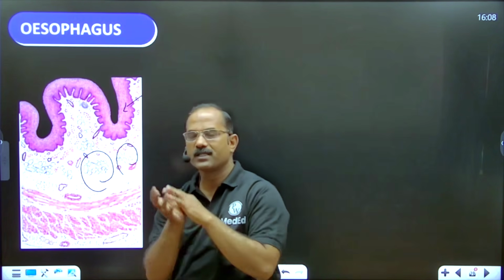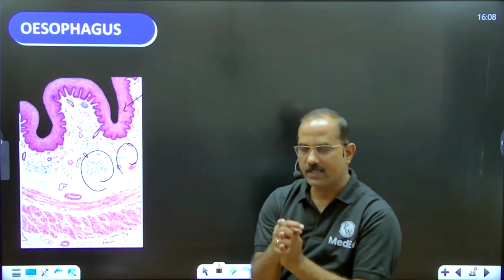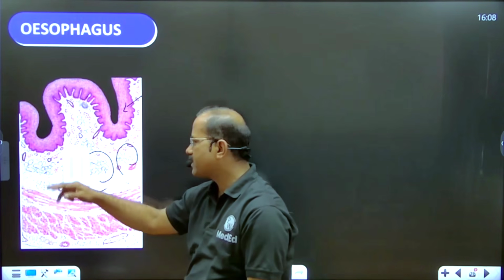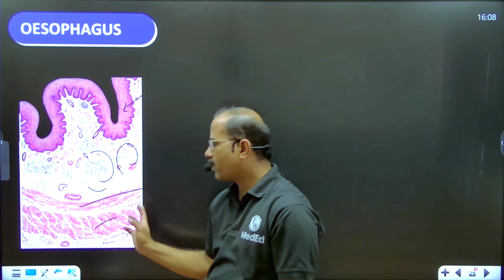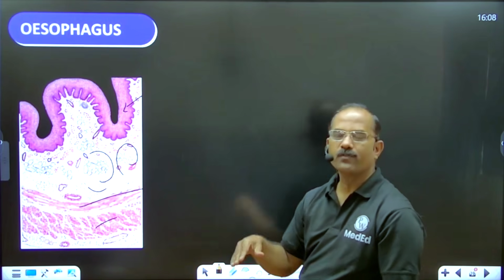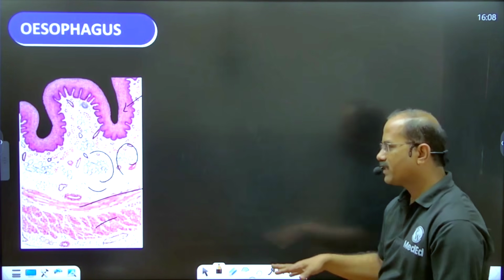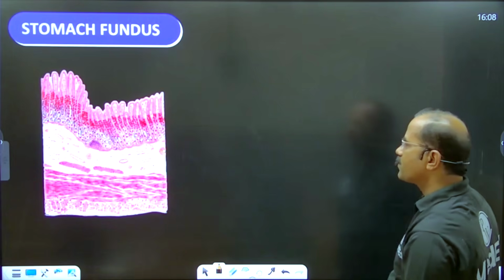You see the epithelium, that's stratified squamous non-keratinized, and you see the submucosal glands here. So this is the esophagus. Inner circular, outer longitudinal muscle, and outer one is adventitia. That's the esophagus.